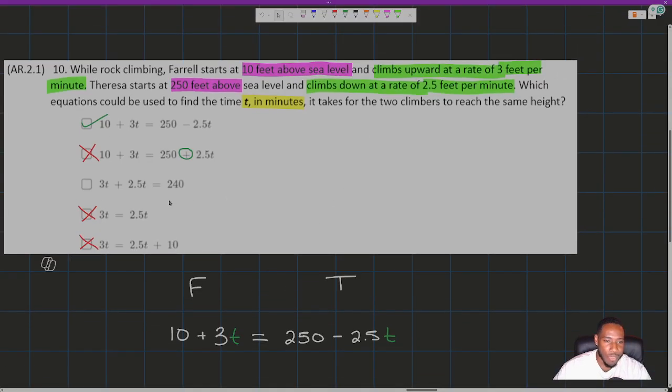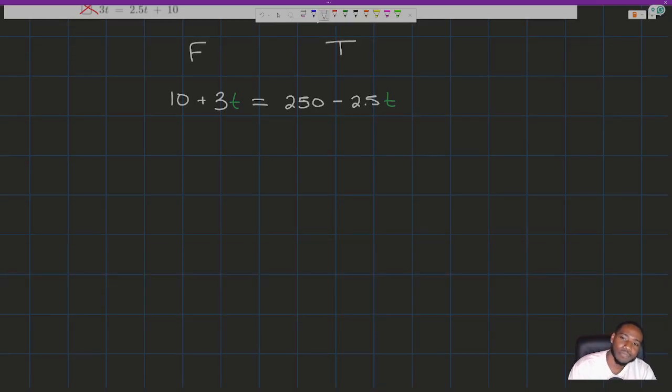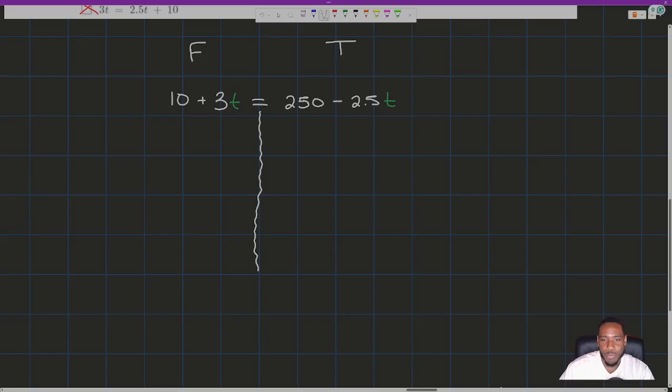And that just leaves us with that third answer choice, which says 3t plus 2.5t equals 240. So we're going to see if we can make our equation look like this one. And if we can, then we know for sure that's a possible answer choice. Okay. So if I'm trying to make it say 3t plus 2.5t equals 240, the easiest way I can see to do that is to add 2.5t to both sides.